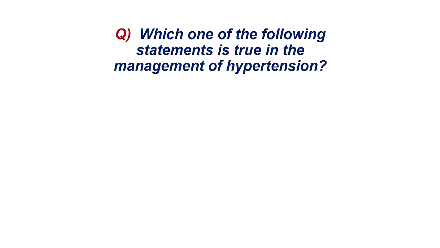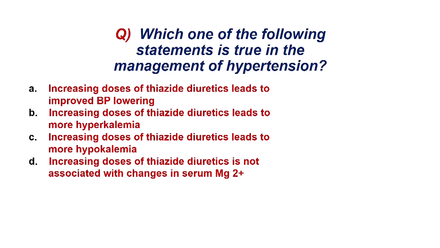All right. Which one of the following statements is true regarding the management of hypertension? A. Increasing doses of thiazide diuretics leads to improved BP lowering. B. Increasing doses of thiazide diuretics leads to more hyperkalemia. C. Increasing doses of thiazide diuretics leads to more hypokalemia. Or D. Increasing doses of thiazide diuretics is not associated with changes in serum magnesium levels.